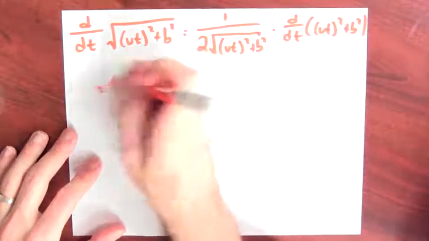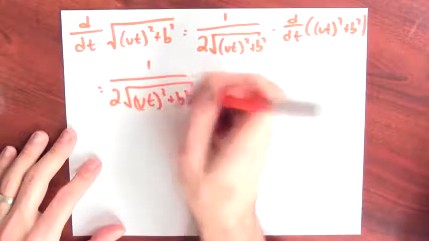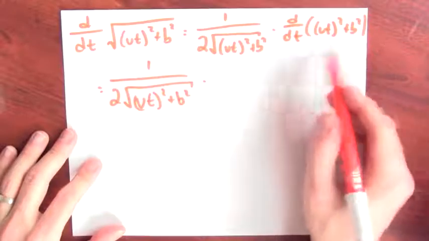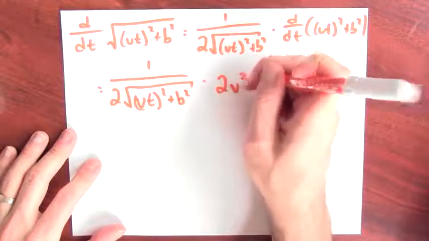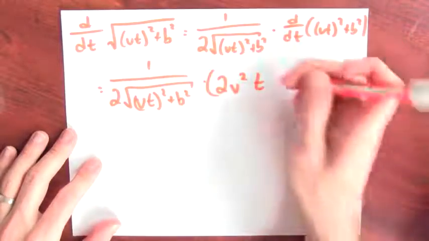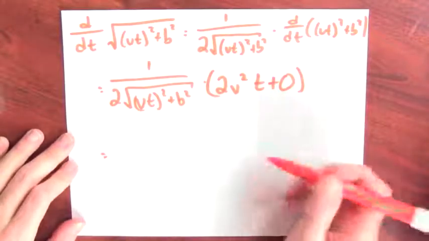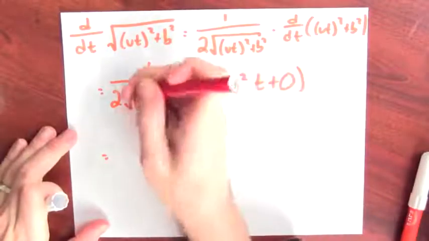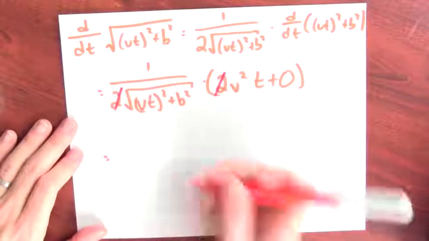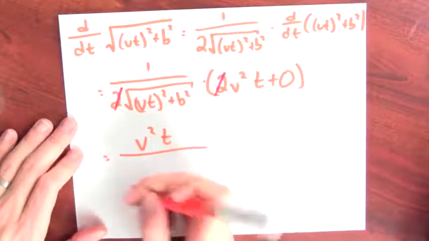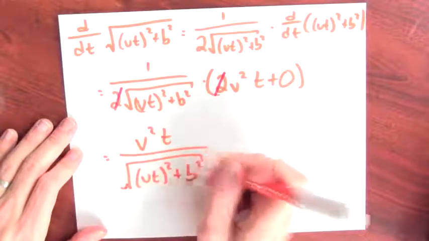Now I'll just copy down the same thing, 1 over 2 square root of vt squared plus b squared, times, what's the derivative of this? Well, it's the derivative of vt squared, so that's 2v squared t, plus the derivative of b, which is 0. So now I could write this all together. I could, for instance, cancel this 2 and this 2, and get that the derivative of the distance between you and the car is v squared t over the square root of vt squared plus b squared.